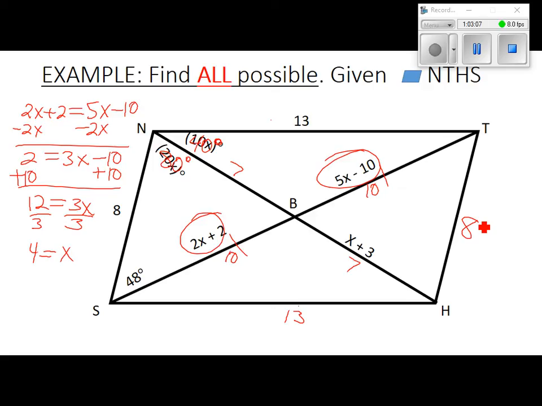NHT, that's this angle right here, is how much? 80, everybody agree with that? Yeah, then the other side, that's 40. If you have those alternate interior angles, what's this angle? 40. STH equals 48. STH, that's this angle up here, is 48, everybody agree with that? Yep.